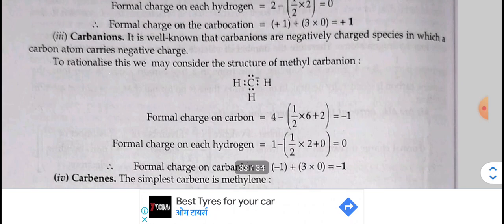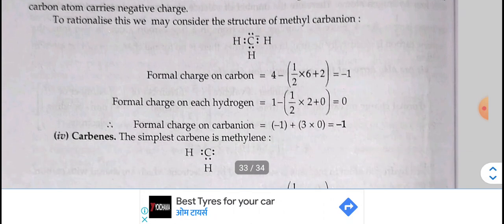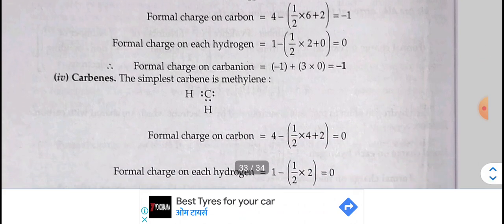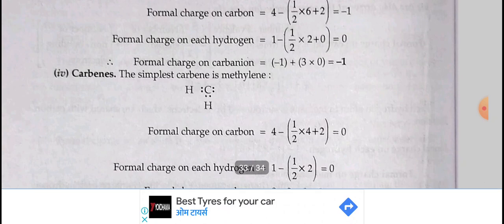Carbanions. It is well known that carbanions are negatively charged species in which a carbon atom carries negative charge. To rationalize this, we may consider structure of methyl carbanion. Formal charge on carbon: 4 minus (1/2 into 6 plus 2) equal to 1 minus 1... Formal charge on each hydrogen: 1 minus 1/2 into 2 plus 0 equal to 0. Formal charge on carbanion: minus 1 plus 3 into 0 equal to minus 1.